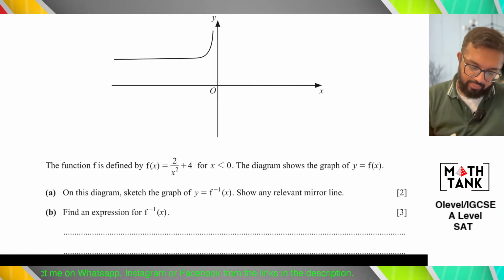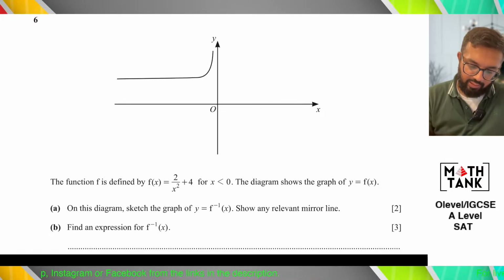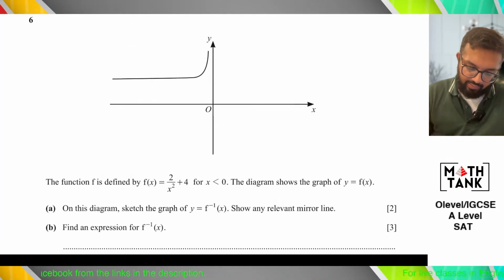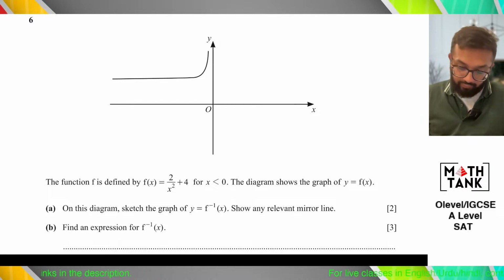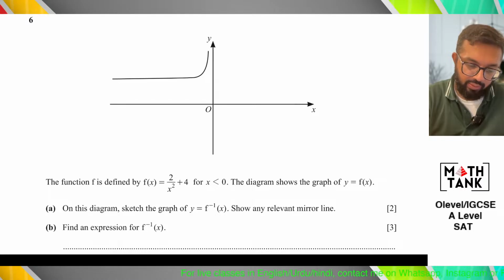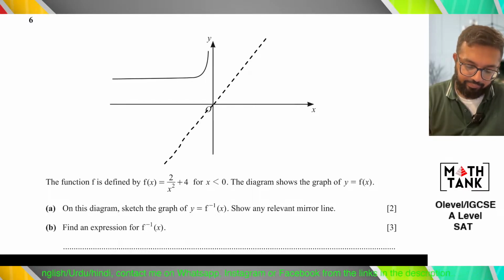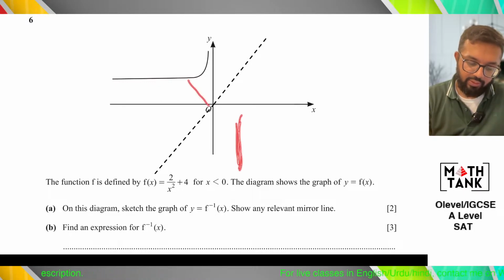Question 6. The function f is defined by this. The diagram shows a graph of y equals to f of x. On this diagram, sketch the graph of y equals to f inverse of x, showing any relevant mirror line. The mirror line is always the line y equals to x. That goes at 45 degrees, so that's what you should do. Draw that line. Okay. When this gets reflected, it's going to show up somewhere here, and when this gets reflected, it should show up somewhere here as a line, because it needs to be equidistant from the mirror line.